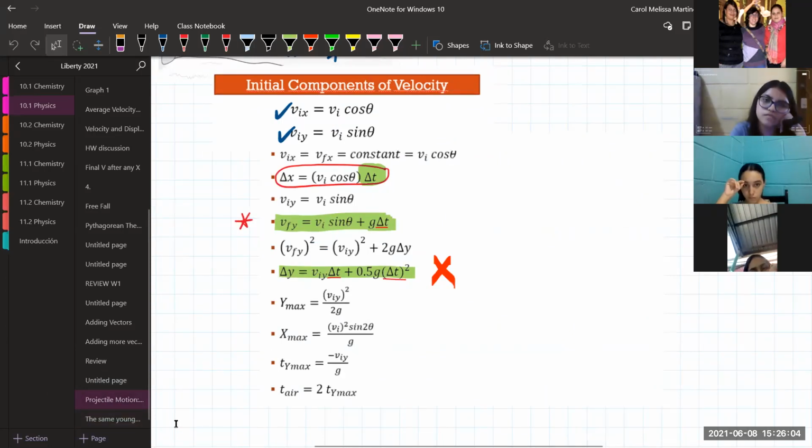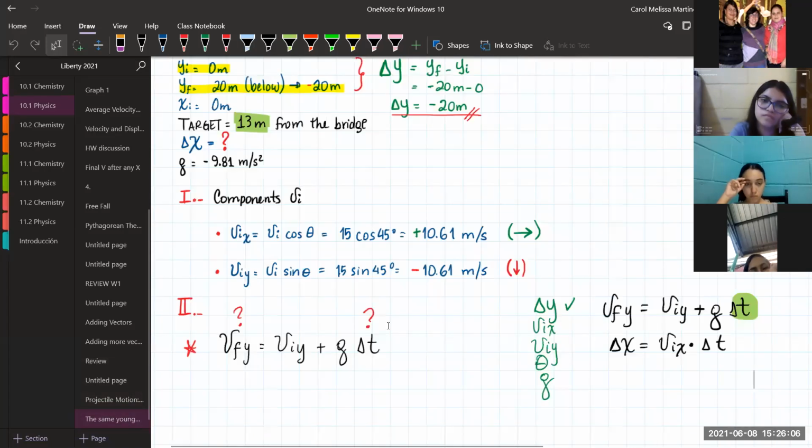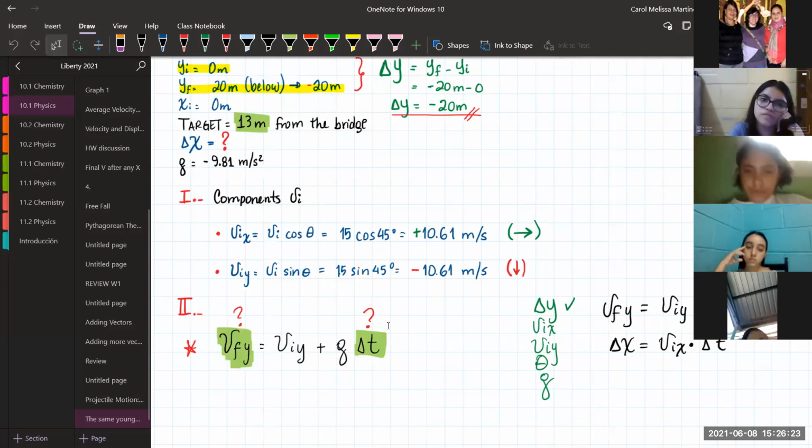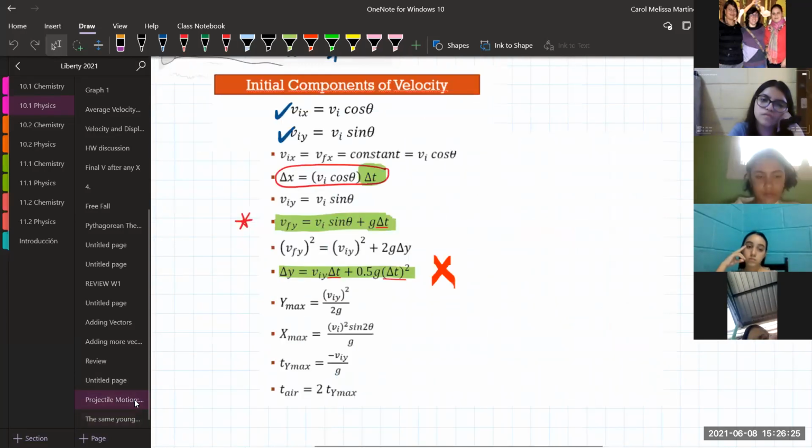Remember what we're looking for. We are looking for the time, but because we don't know the final velocity in y, we need to find the final velocity in y first. And take a look, we have an equation right there for the final velocity in y, which is this one.